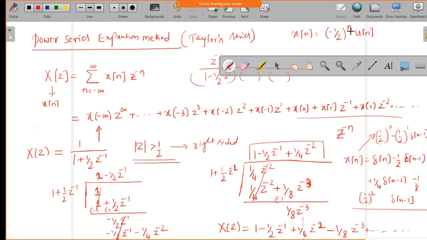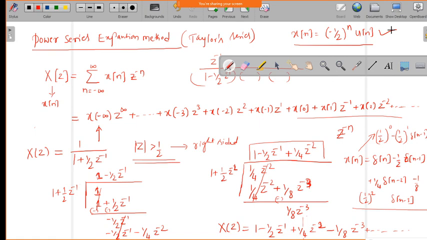If you go on putting the values of n, you will get back the same expression x of n. If you put n equal to 0, it will become 1, which we can represent in terms of delta of n. Similarly if you put n equal to 1, you will get minus half. If you put 2, it will give plus 1 by 4. If you put 3, you will get minus 1 by 8. So this is how we can represent. If we directly take the z transform of the known expression, we will write the same thing. So this is the proof; by the power series expansion method also we can get that.